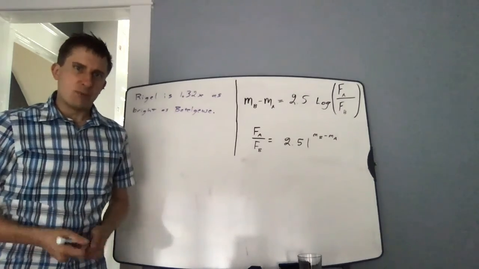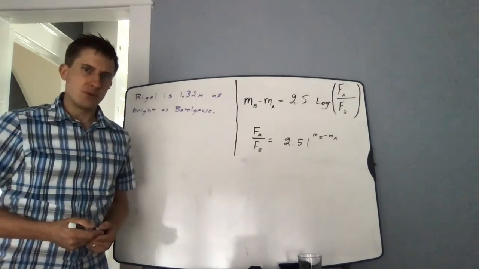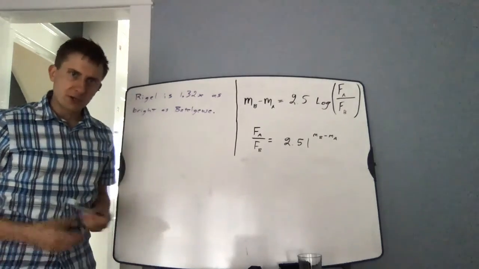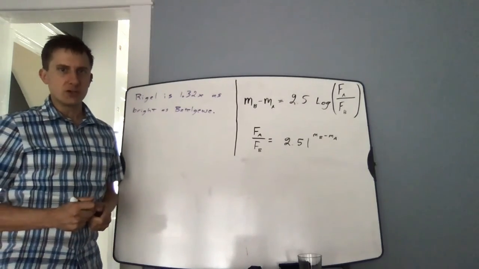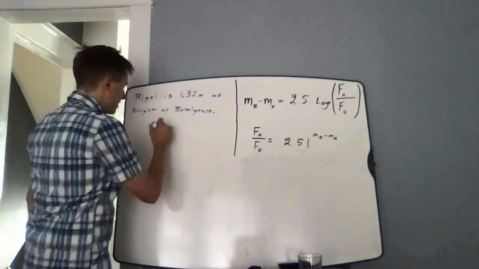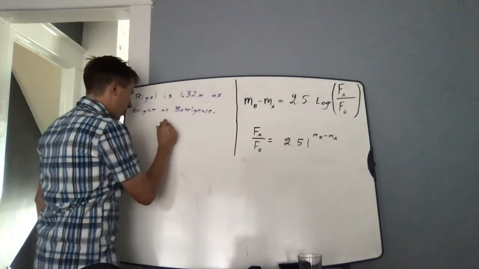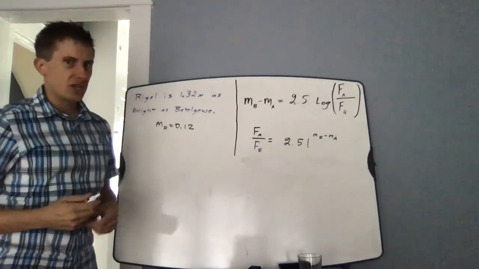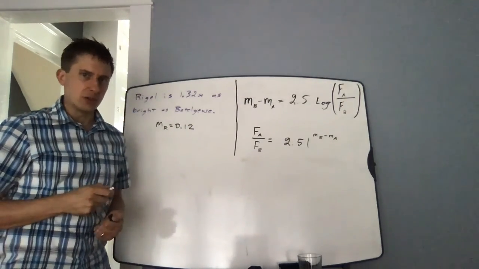As a first example problem, something that will resemble what you might see in the homework, you are given that the star Rigel is 1.32 times as bright as the star Betelgeuse, and you are given that the magnitude of the star Rigel is 0.12. So given this information, what is the magnitude of Betelgeuse?